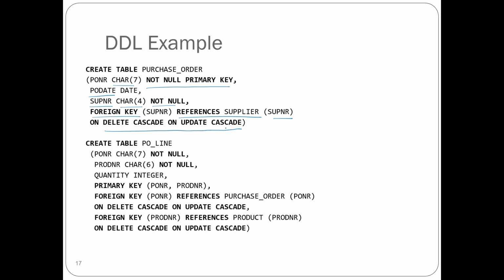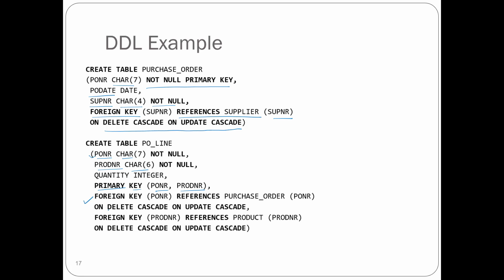The final table, I think this is the final table that we have, is PO line, purchase order line. So we'll say create table PO line. PONR is char 7, not null. Prod NR char 6, not null. Quantity integer. Primary key is the combination of these two. So you'll say primary key inside the parenthesis PONR, PRODNR.